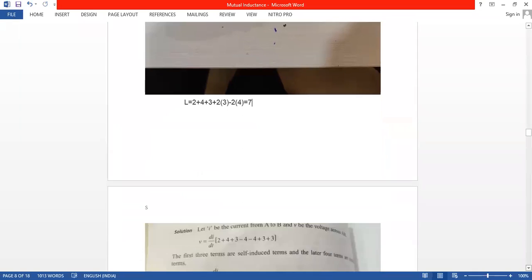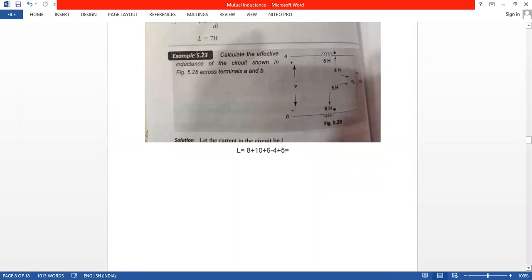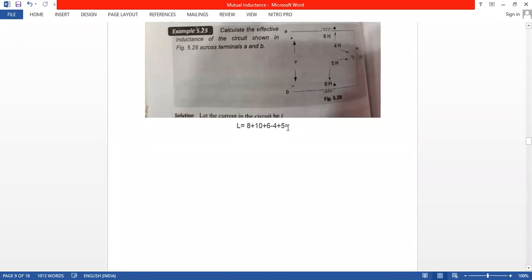Be ready, don't get confused, all of you. Okay, the second circuit I'm showing here is on the screen now. Write the answer you have for the total inductance, all students.